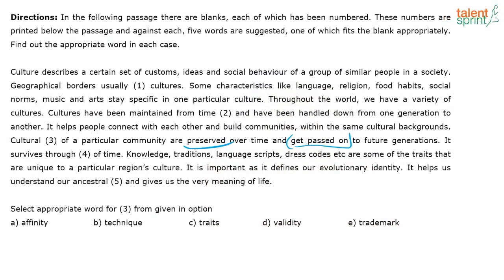So I will automatically eliminate option 2, technique. Let me put the question back. Are you guys following? So liking cannot get passed on to future generations, as we've established. So we will eliminate option A. Technique is a singular noun, out, right? Traits. Validity cannot get passed on to future generations. Trademark cannot get passed on to future generations. So that is your clue, guys. And that leaves us with option C. Traits. Cultural traits of a particular community.